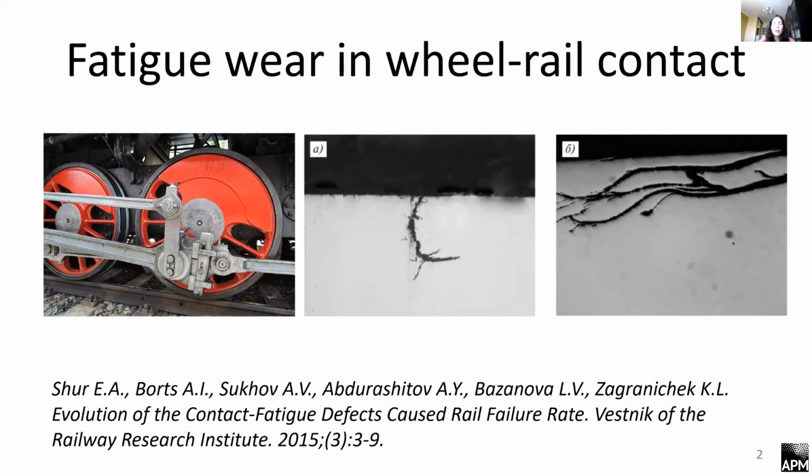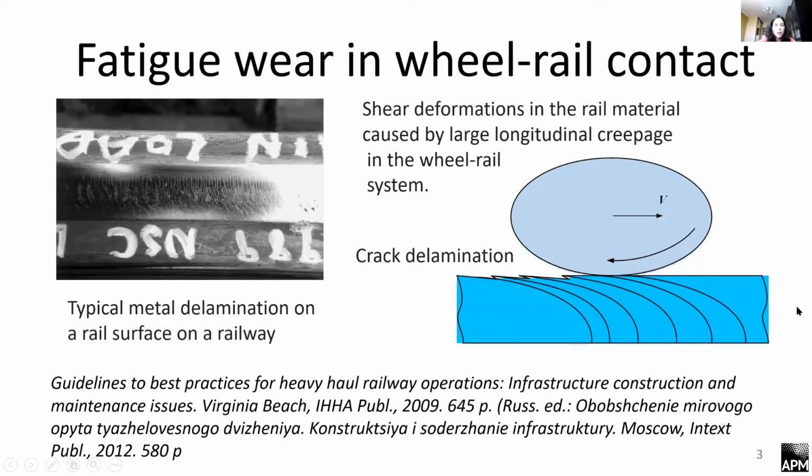To choose the path for developing the rail material and other parameters, we need to understand the mechanics of fatigue wear in wheel-rail contact. On the right side of the slide, we can see some examples of the cracks in the rail surface under the load. And on the next slide, we can also see a photograph of the typical metal delamination on the rail surface on a railway.